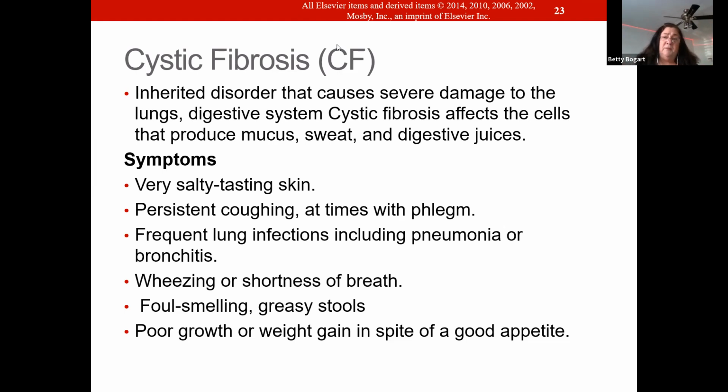The other thing is because you're not digesting food, you're going to have these very foul smelling, greasy stools. You're not digesting fat, they stink, and these kids are not gaining weight because why? They're not getting all their nutrition.